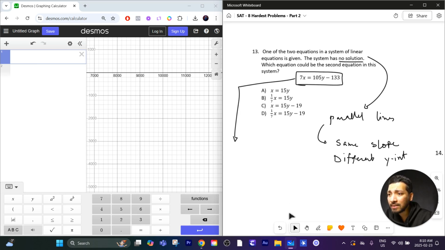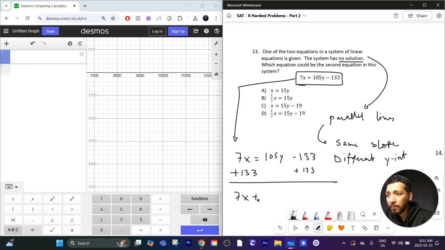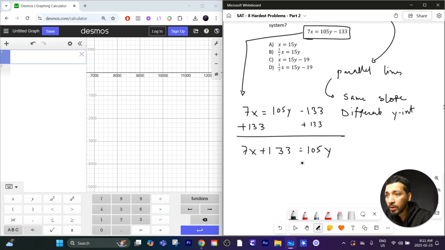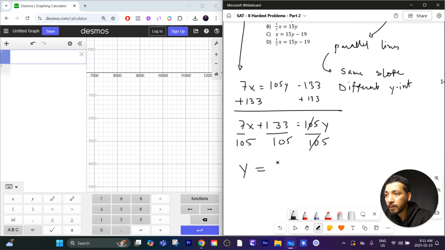We have 7x is equal to 105y minus 133. Move 133 to the other side. We get 7x plus 133 is equal to 105y. So divide both sides by 105. We get y is equal to 7x over 105 plus 133 over 105.